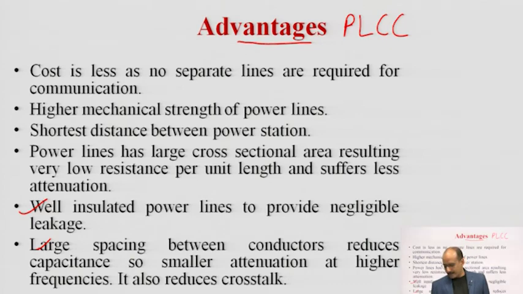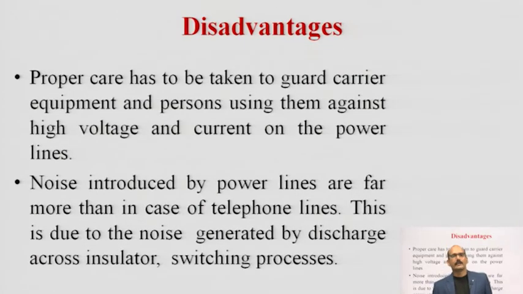But there are some disadvantages also of the PLCC signal, and the disadvantages are that proper care has to be taken to guard carrier equipment and persons using them against high voltage and current on the power lines, as both the high tension line and the PLCC signal are using the same line for transmission. Also, noise introduced by power lines is far more than in the case of a telephone line, and this is due to the noise generated by discharge across insulators and switching processes. So, these are the main advantages and disadvantages of a power line carrier communication system.